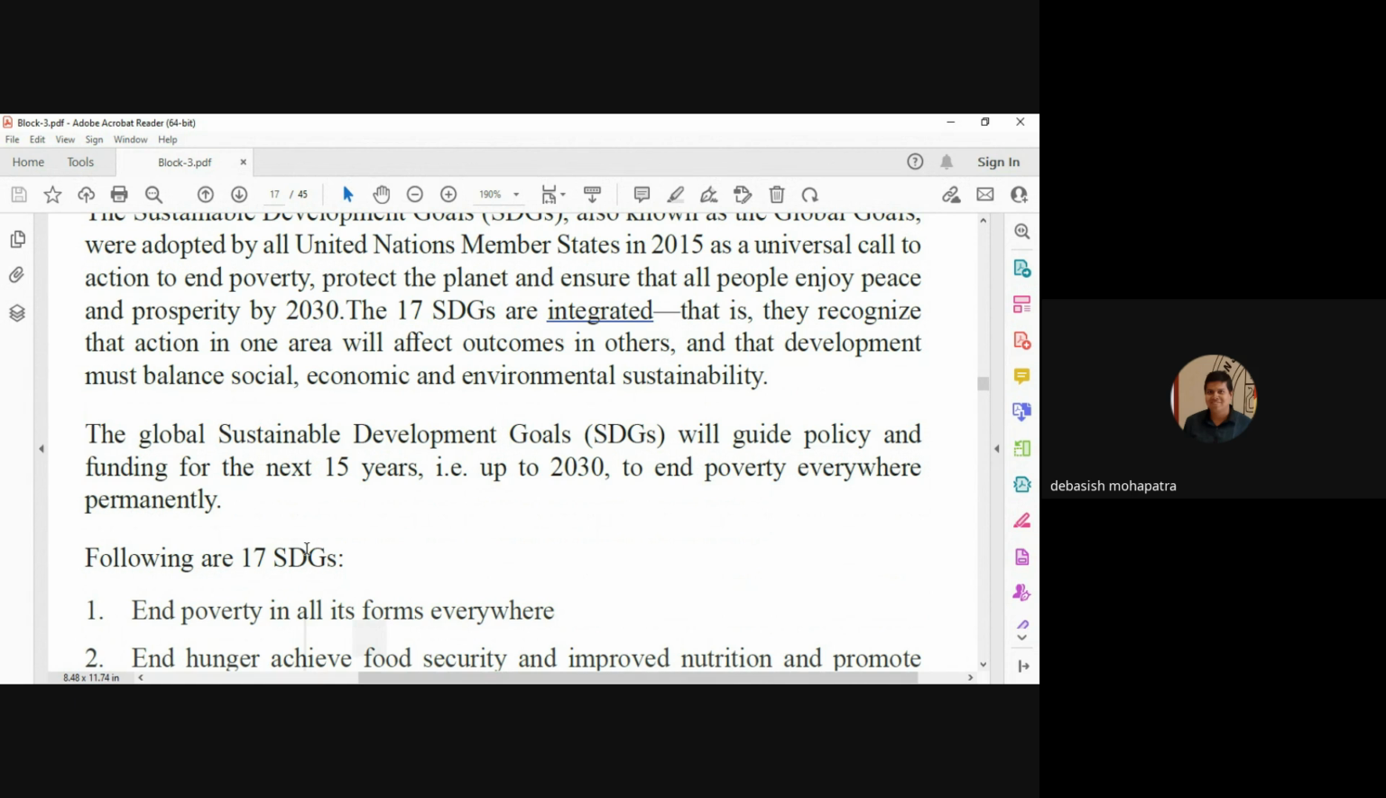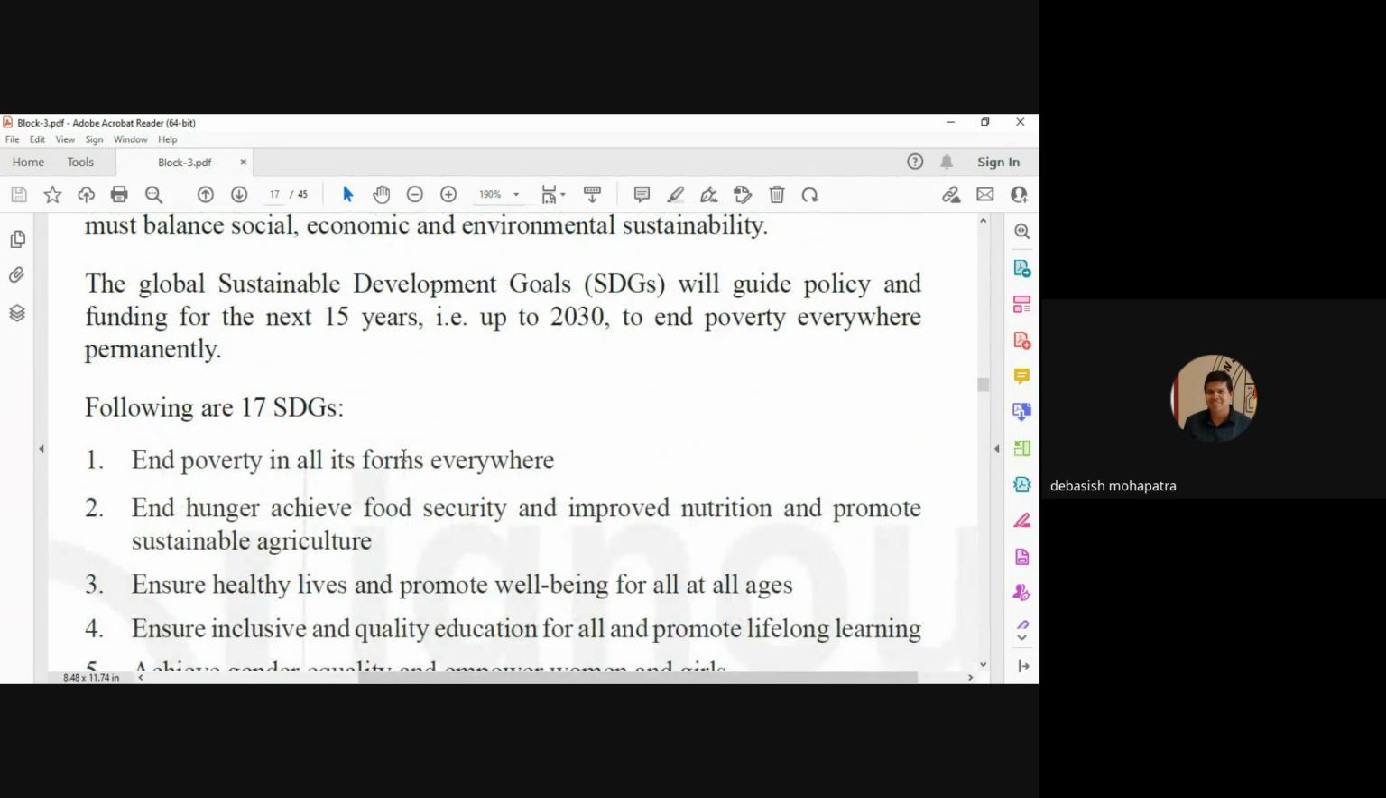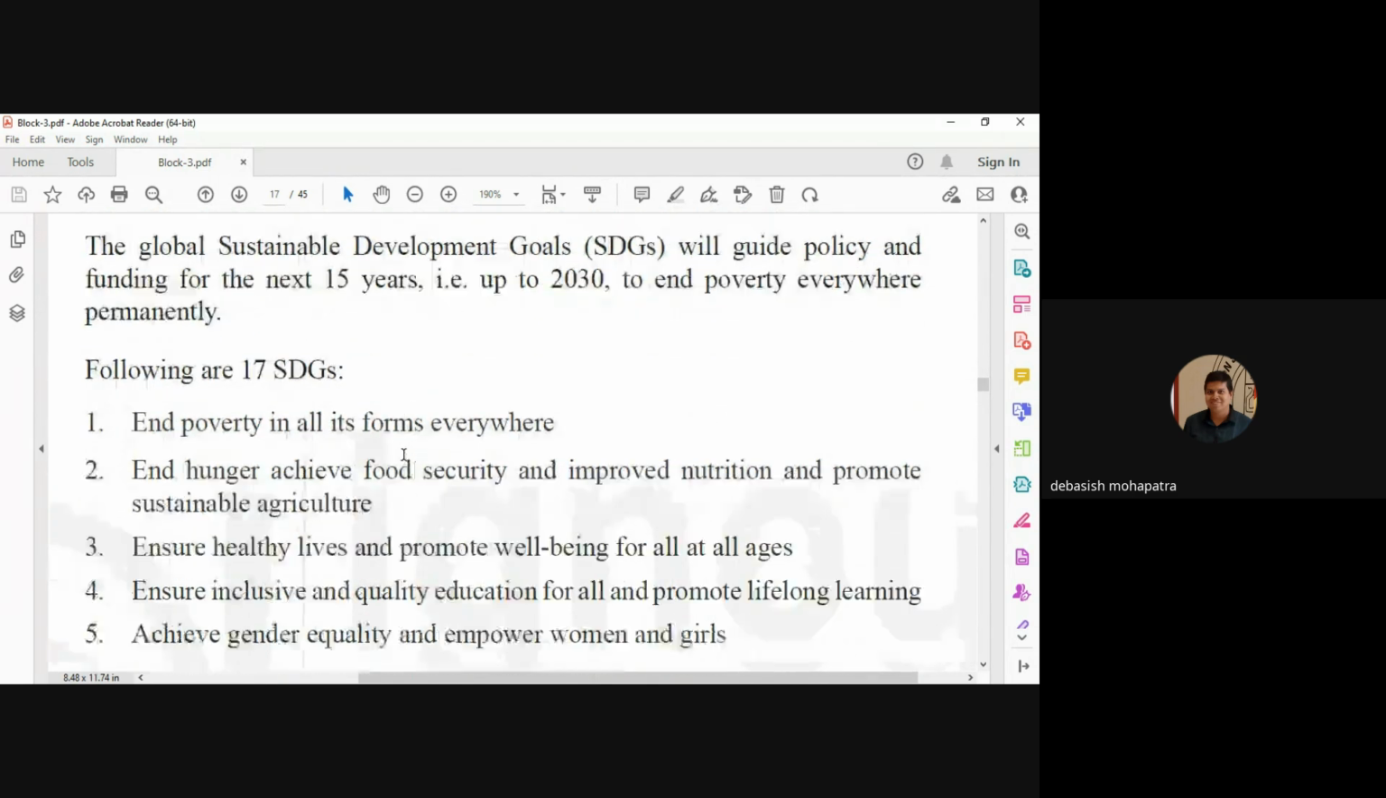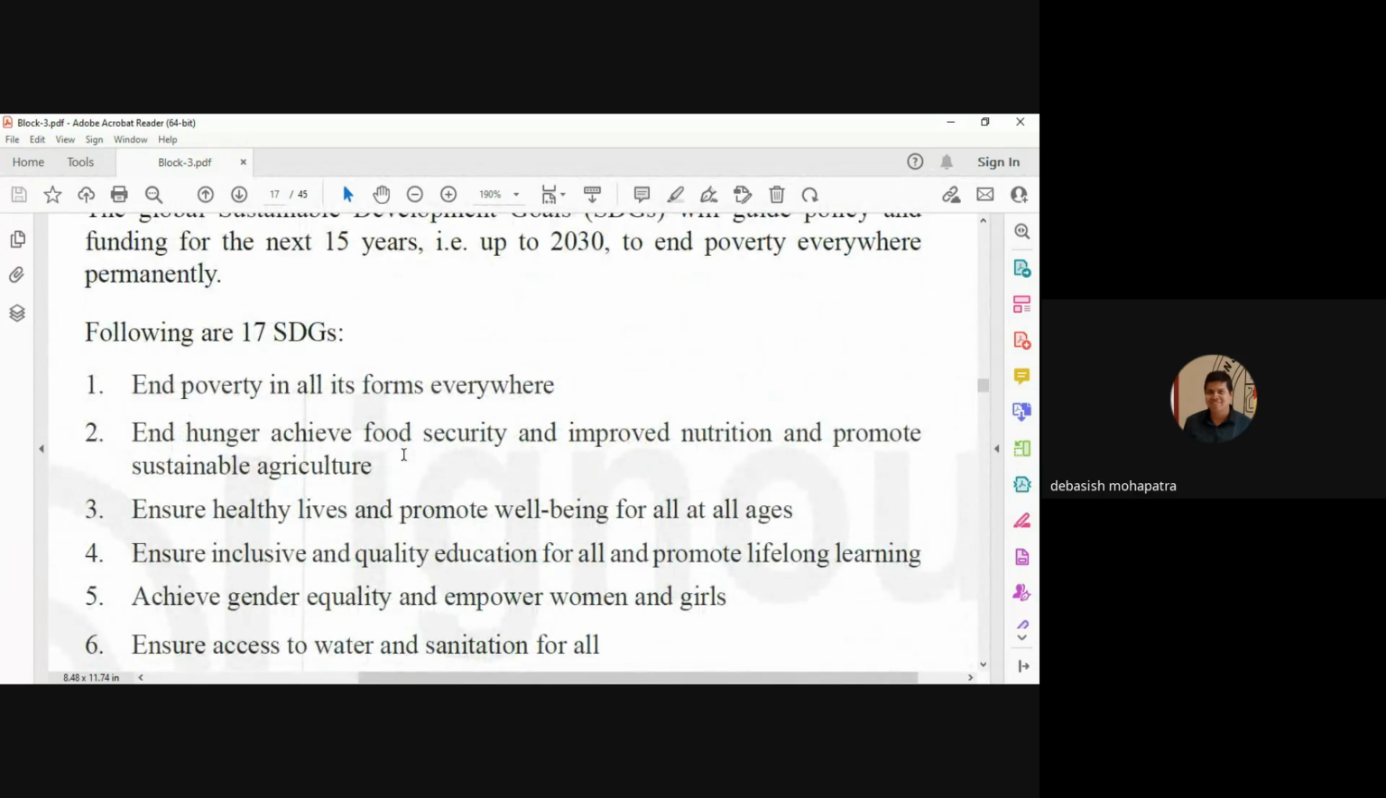The Global Sustainable Development Goals will guide policies and funding for the next 15 years, that is up to 2030, to end poverty everywhere permanently. Let's hope it does. In the next few years there will be an end of poverty.